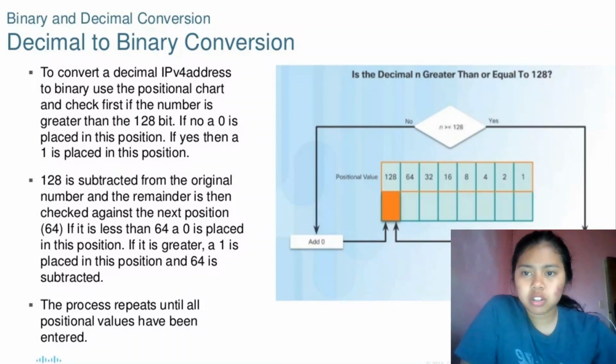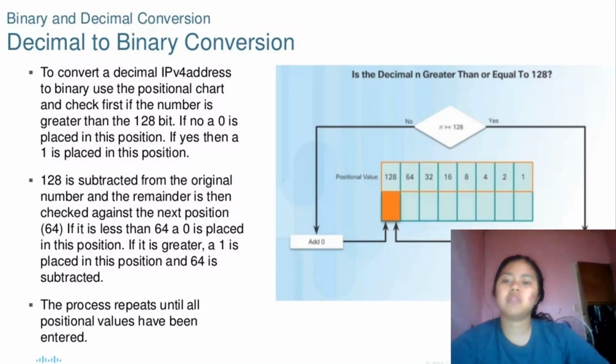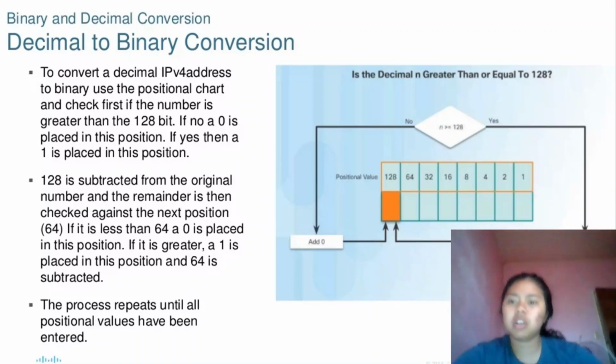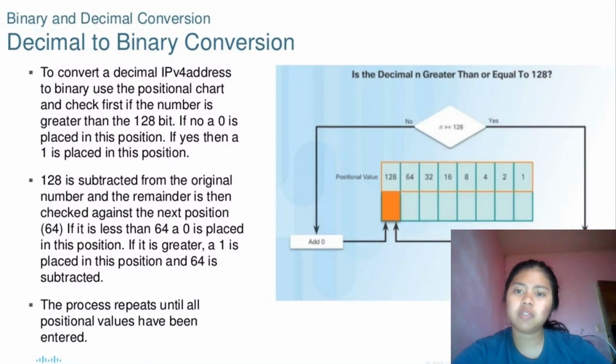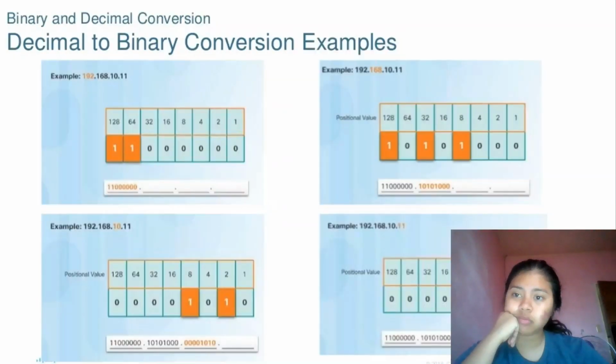Decimal to binary conversion. To convert a decimal IPv4 address to binary, use a positional chart and check first if the number is greater than or equal to the 128 bit. If no, a 0 is placed in this position. If yes, then a 1 is placed in this position. Here are examples of decimal to binary conversion.